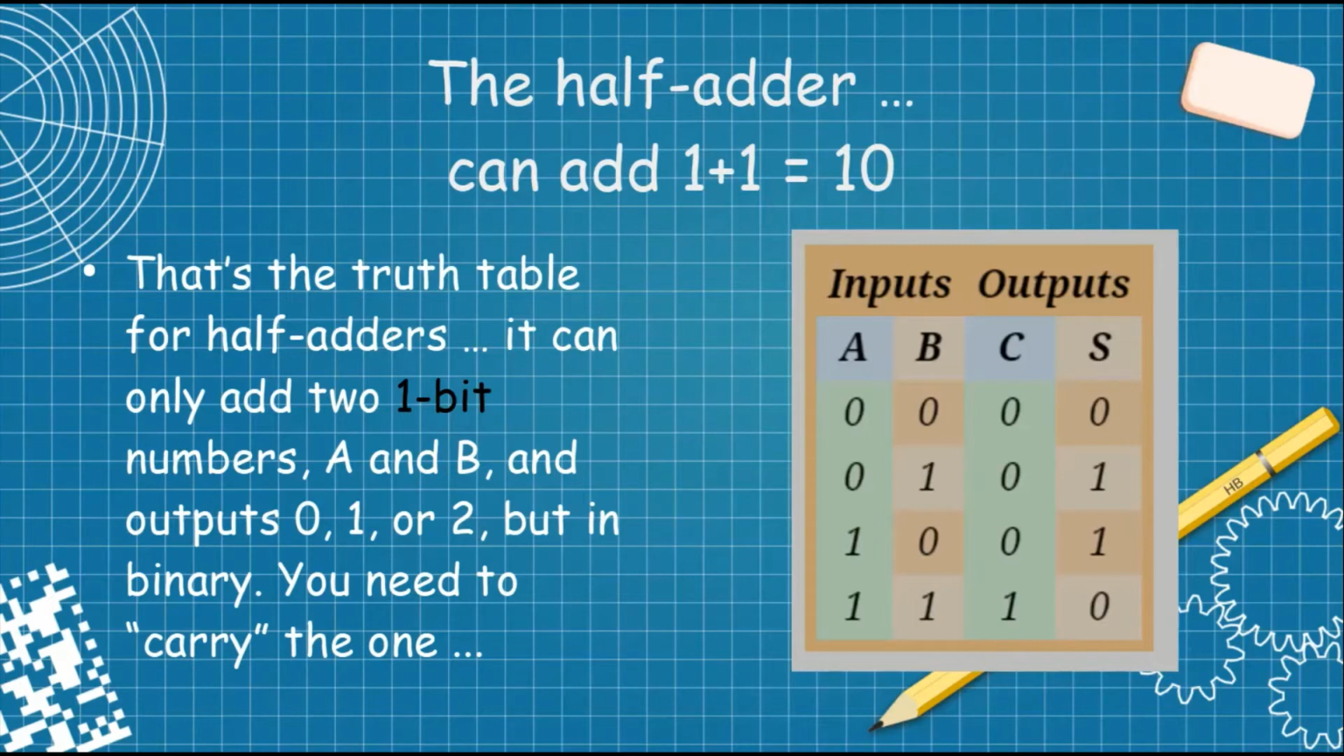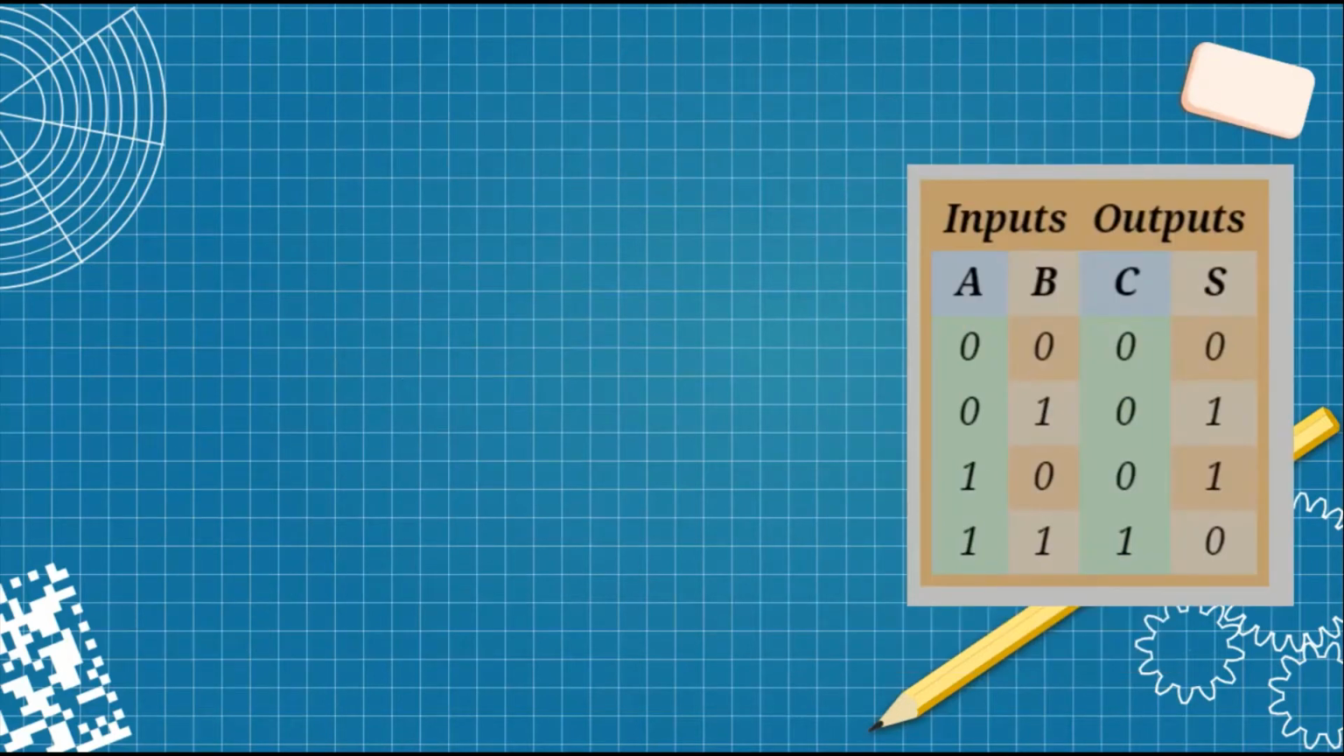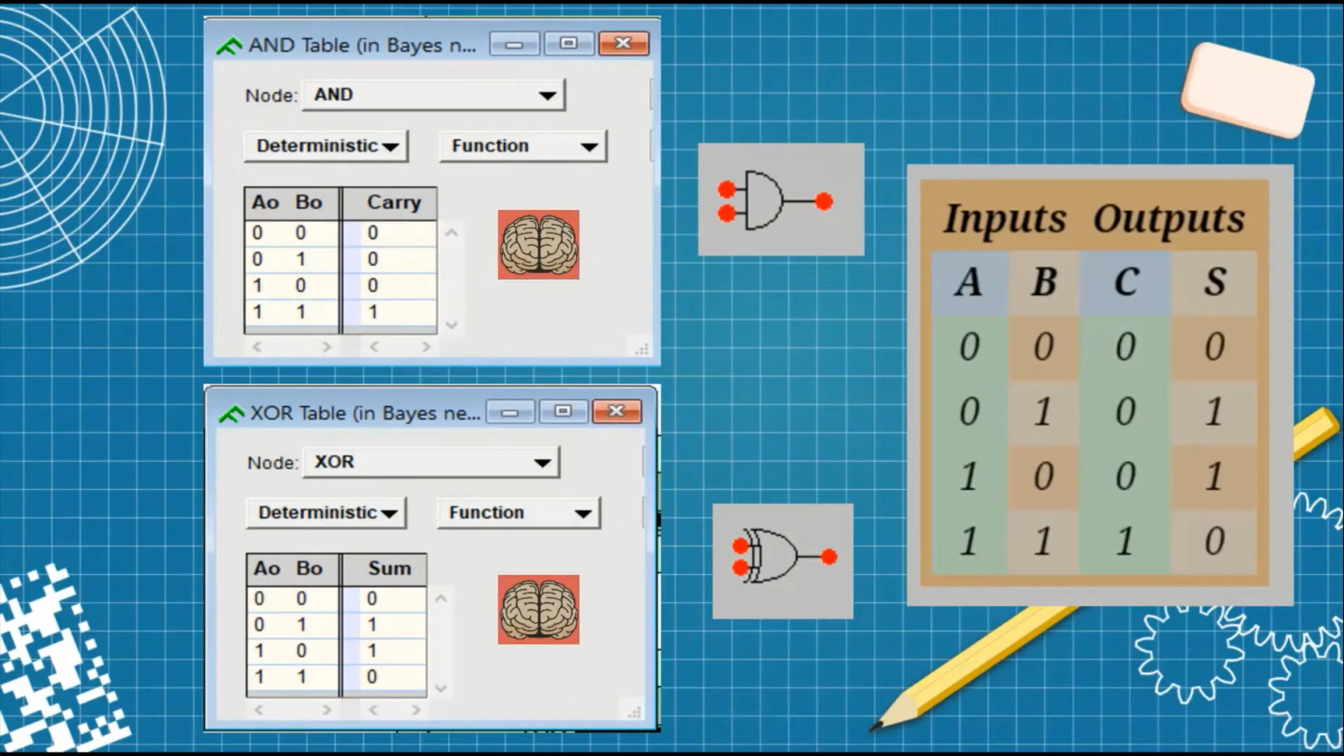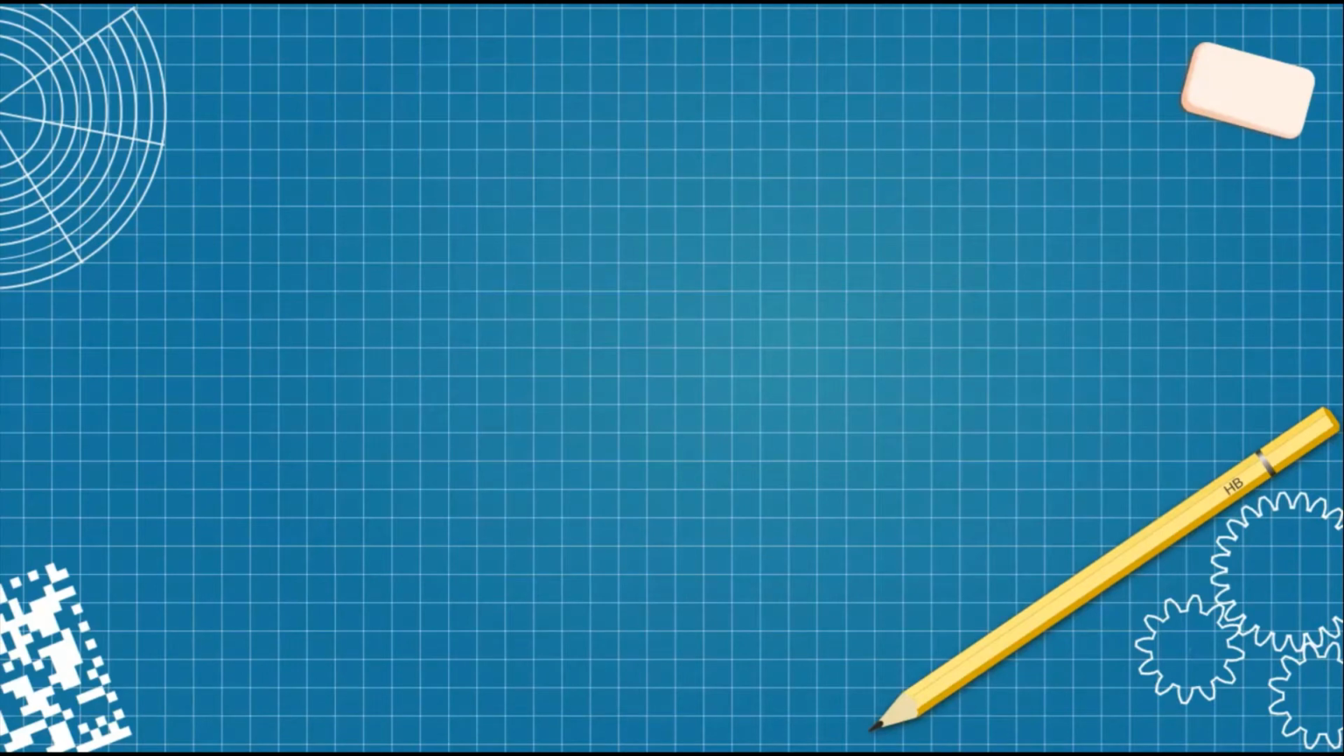That's the truth table for half adders. It can only add 2 1-bit numbers, A and B, and outputs 0, 1, or 2, but of course in binary. And in binary, you need to carry the 1. So what do we have? There's the truth table, and there's the truth table for XOR, and here's the truth table for AND. So we're going to connect all that to the inputs, and let's see how we do that.